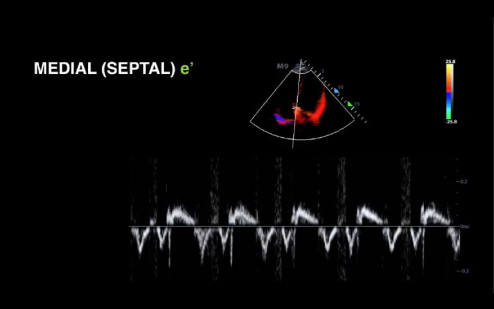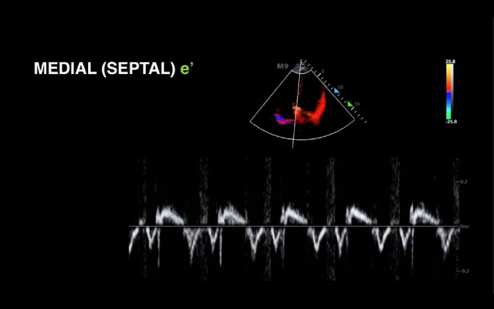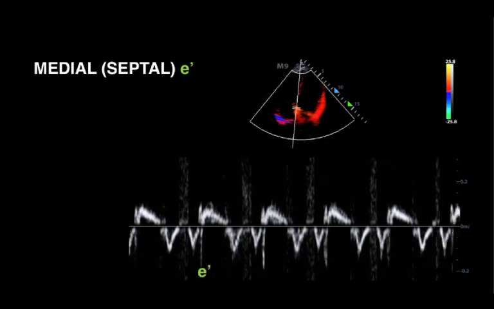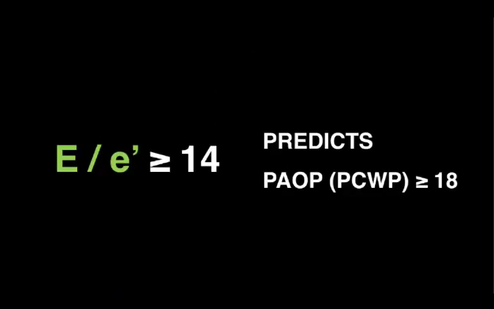Again, most machines will actually integrate those numbers and spit out an average for you. And the number that you want to remember here is 14. An E to E prime ratio of over 14 has been validated as a reliable predictor of pulmonary artery occlusion pressures, or wedge pressures, if you will, over 18. Why is that important? Because, again, that is a marker that that patient's left heart is probably not going to have the ability to take much of the fluids, even if you give them.